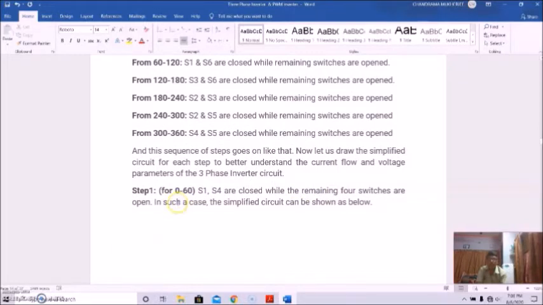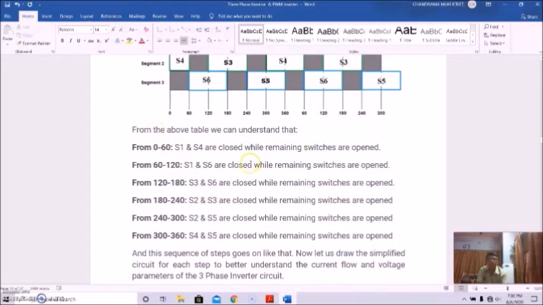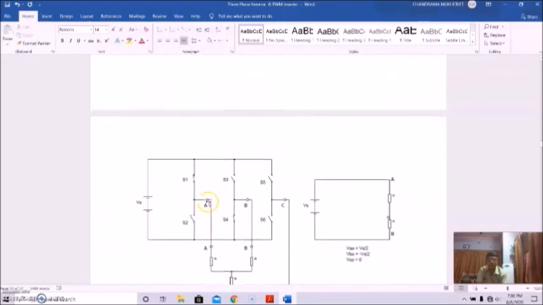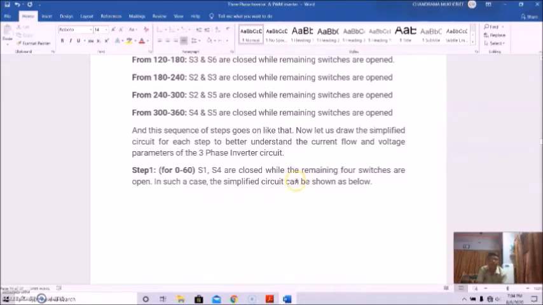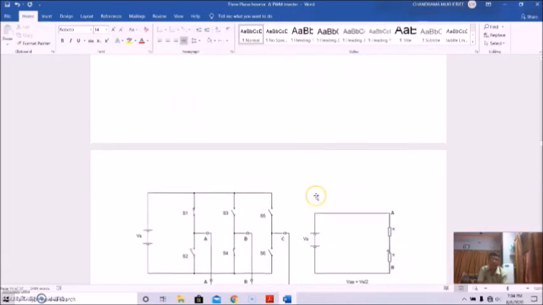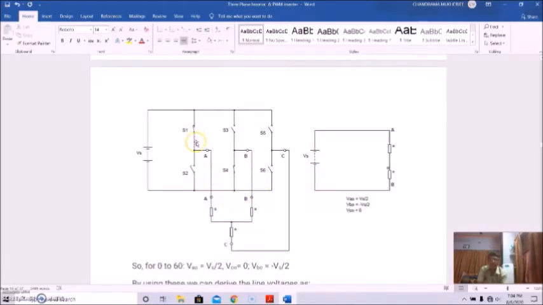So for 0 to 60, H1 and H4 are closed, as I told you. So see the pattern. While the remaining 4 switches are open, in such a case, the simplified circuit can be shown here. So H1 and H4 are closed. So this will be the circuit.